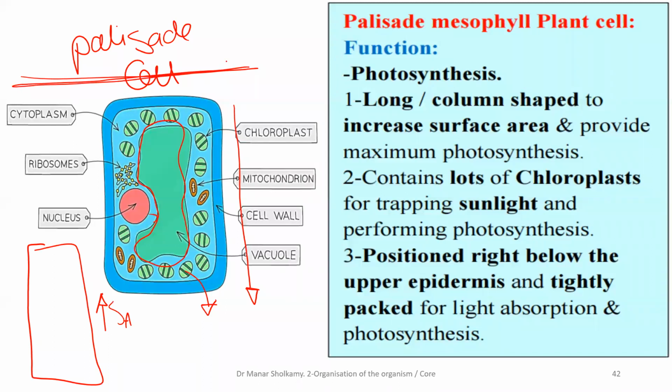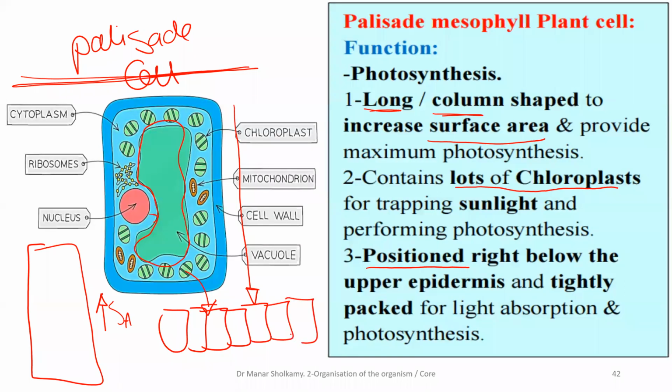Okay, let's read together. The palisade plant cells, they are long and columnar because this increases the surface area for more photosynthesis. They have lots of chloroplasts, and I think now you know why, because this absorbs lots of sunlight. They are positioned just below the sun so that they also absorb lots of sunlight. And they are packed right next to each other. You have plant cells that are tightly packed, again, to absorb as much sunlight as possible.